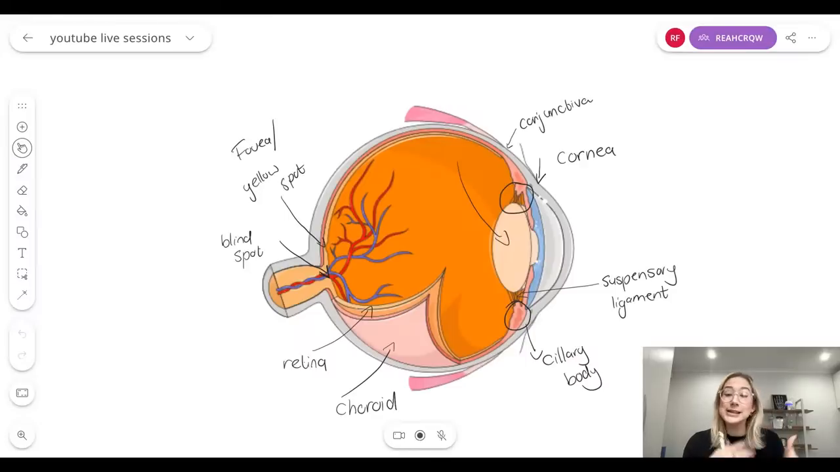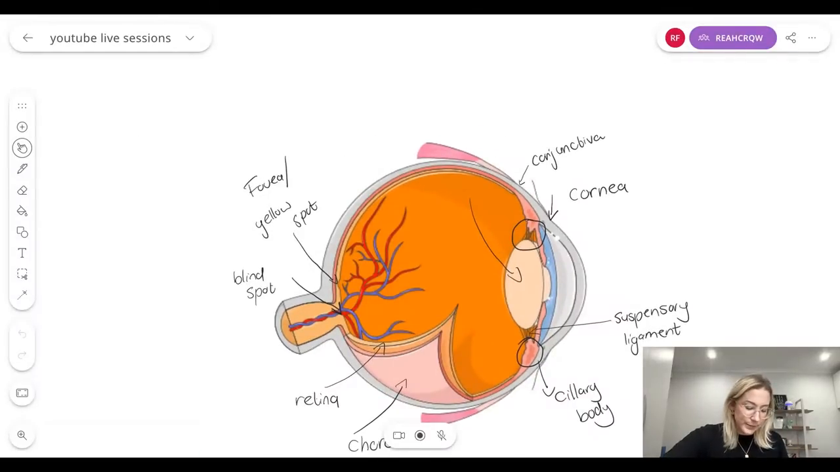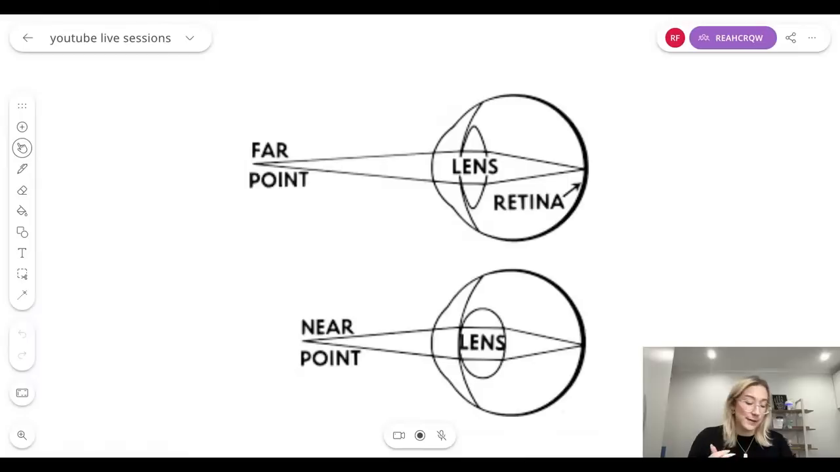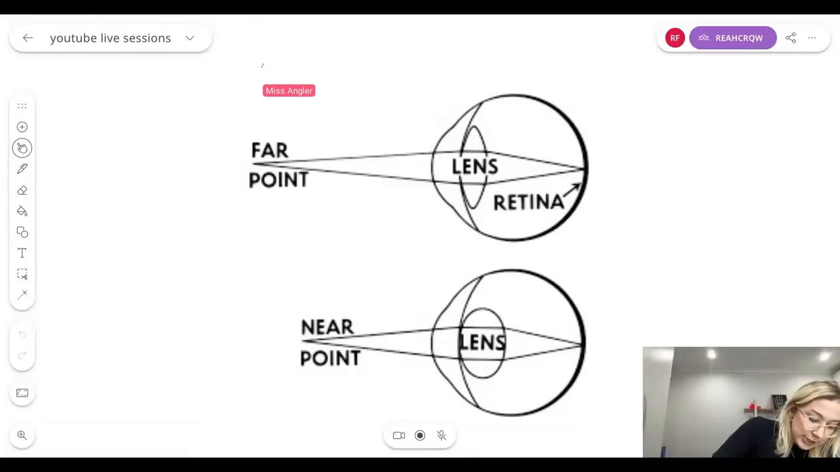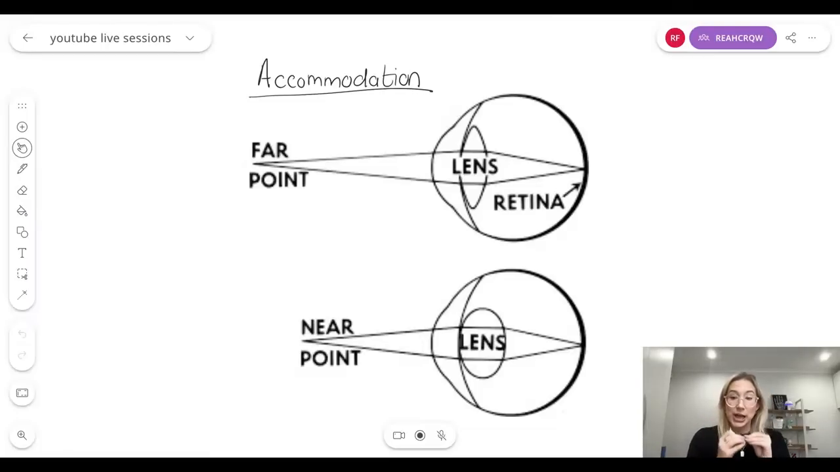Okay. So now let's get into the functions of the eye, because this is often a more frequent question. So we're going to zoom out of our eye, and we're going to zoom in here on the first function, or one of the more main functions of the eye, which is, of course, accommodation. Now, what exactly is accommodation? It's the lens changing shape so that we can create a nice focal point on our retina.